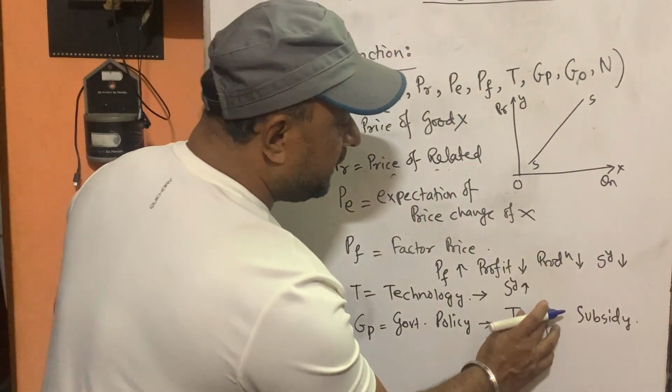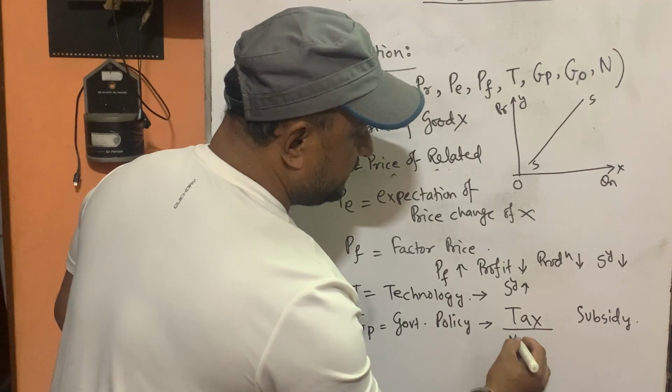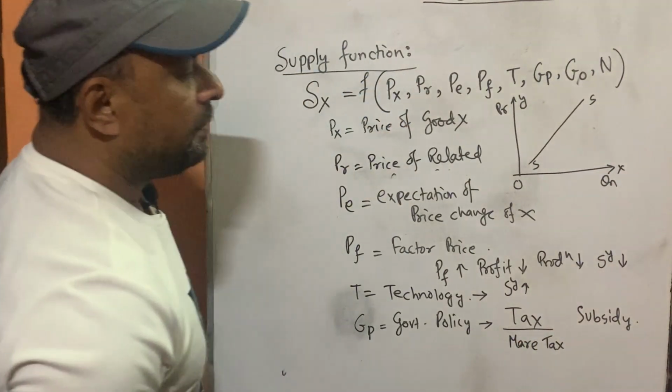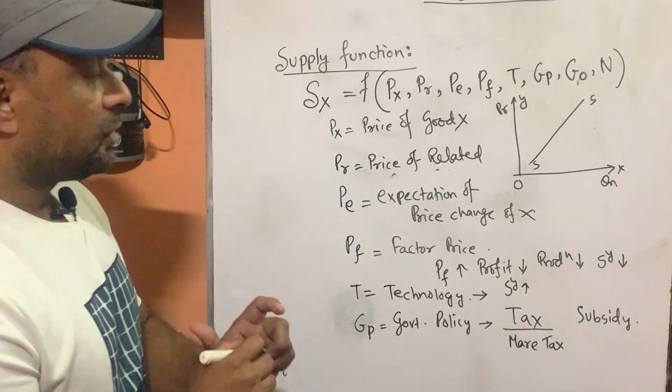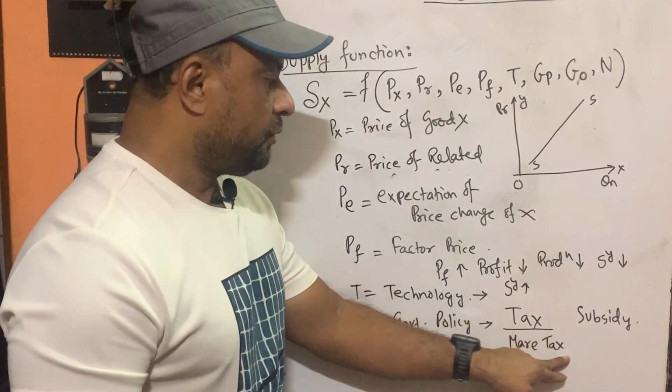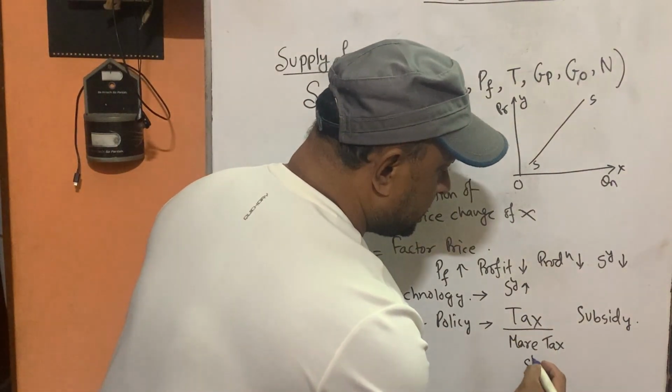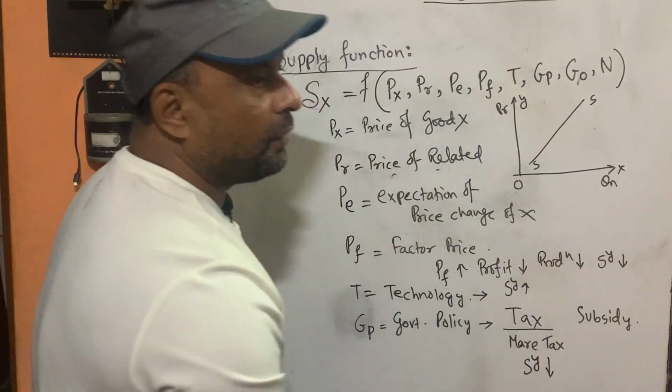Now if the government imposes more tax, then what happens? Producer profit margin will fall, because they have to pay more tax. So it will induce them to reduce production. So if there is more tax, supply will fall.